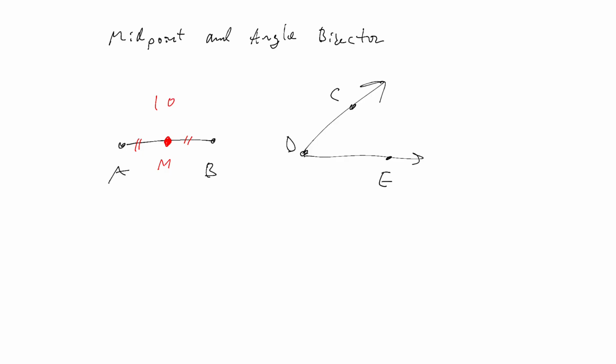Imagine this line segment was length 10. That would make each of these pieces 5. Now here's an angle. Let's say it's 50 degrees. So a midpoint is a point.